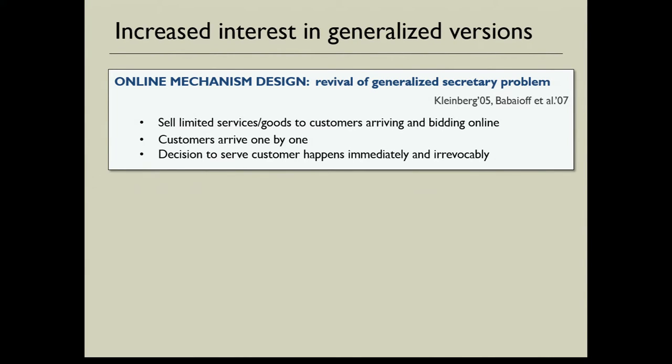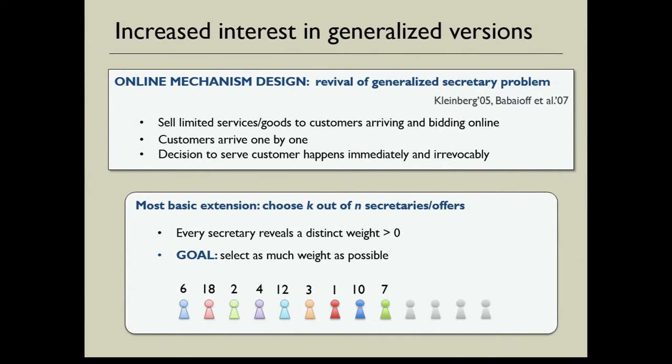So with that motivation, if I want to sell one good to customers arriving at my shop, it's a natural thing to say that I have k radio players in my shop. So I'm willing to sell to up to k guys. And that's the most basic extension they studied. So what if I can choose k out of n secretaries or k out of n offers? And here we changed the goal a little bit, from devising a strategy that selects the best possible offer to a strategy that will select as high a weight as possible. So we will compare ourselves to the optimum weight.